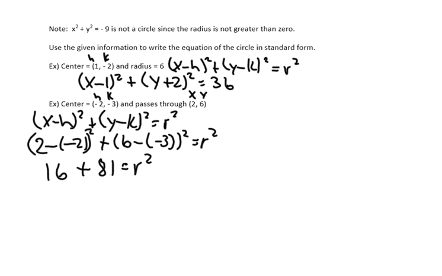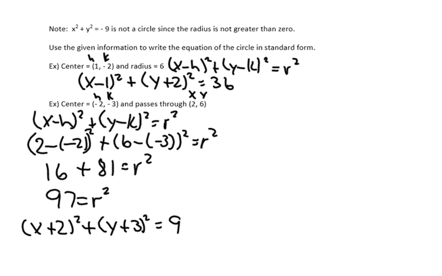Now remember, we're writing the equation of the circle in standard form. I really don't care what r is. I do care what r squared is. So in this case, r squared is equal to 97. Now I know what r squared is. Let's go back and plug in, putting in just the center and now the radius squared. So it's x minus a negative, that is a plus 2, squared, plus y minus a -3, that's the same thing as plus 3, squared, is equal to 97. And that is the equation of the circle in standard form.